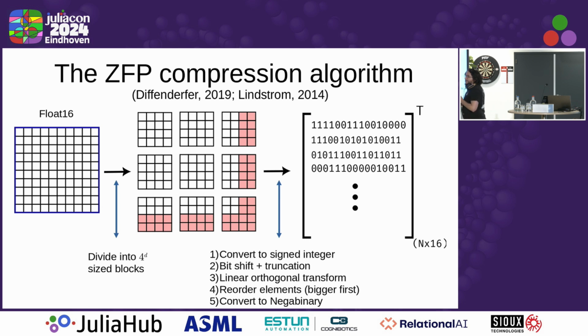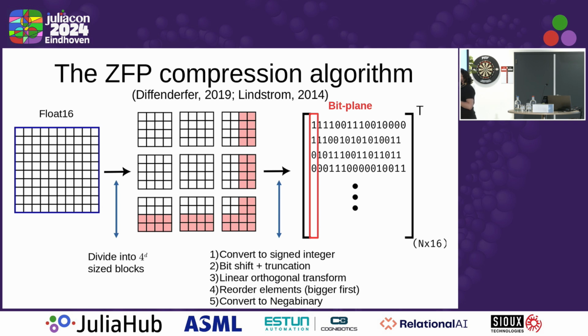After we've done truncation, we might have less, but let's consider the ideal case where we didn't do any truncation. So in this case, here is a bit plane. This is organized in rows. These are different numbers, and in these columns you have bit planes.